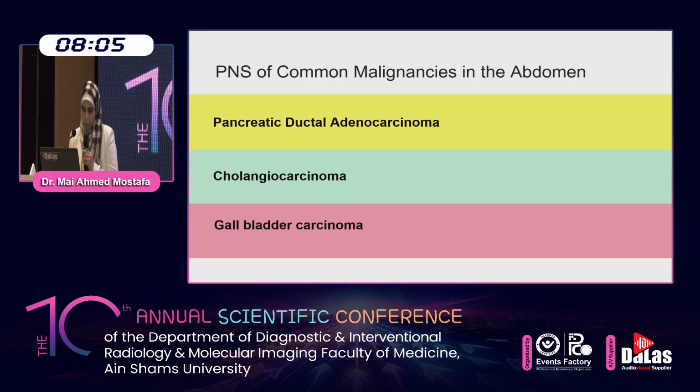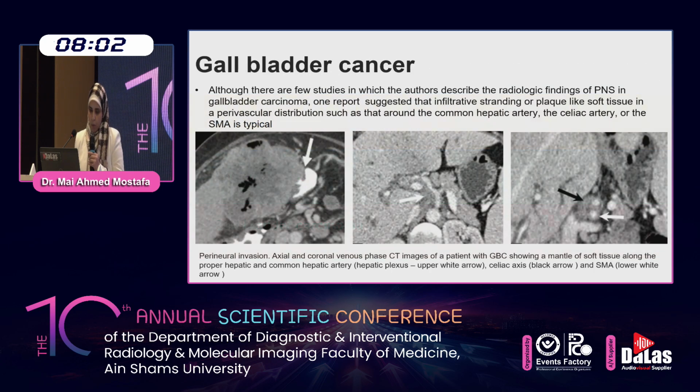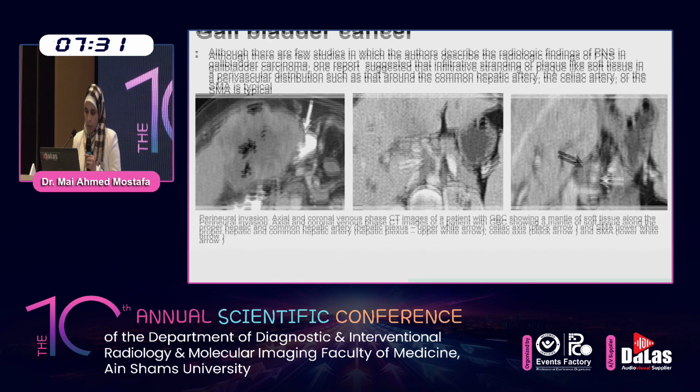Last tumor is the gallbladder carcinoma. Few studies describe the radiological findings of the perineural spread, yet one of them suggests infiltrative stranding or soft tissue plaque can occur along the common hepatic artery, celiac artery, or superior mesenteric artery. As we can see on the second axial image, there is a soft tissue component along the celiac trunk and common hepatic artery. The third coronal image shows soft tissue mass encasing the celiac trunk and superior mesenteric artery.